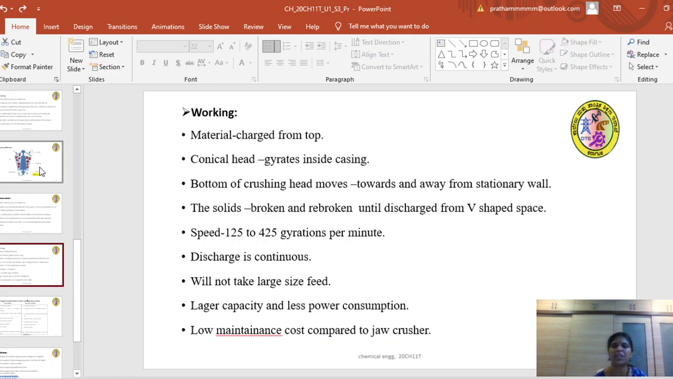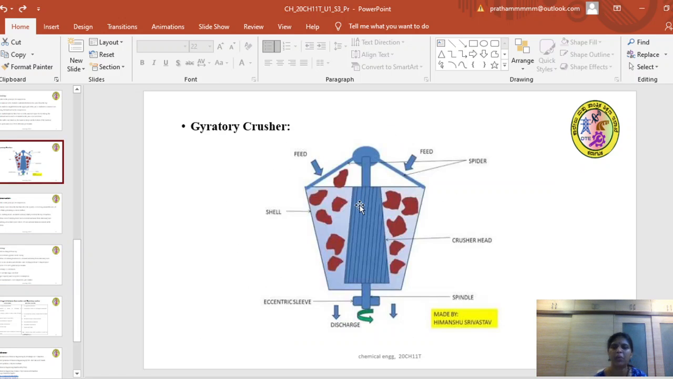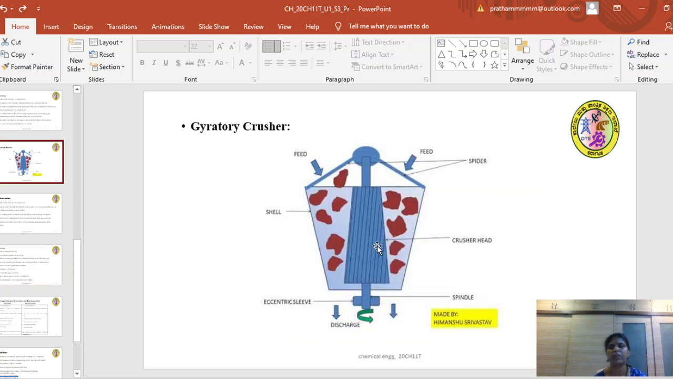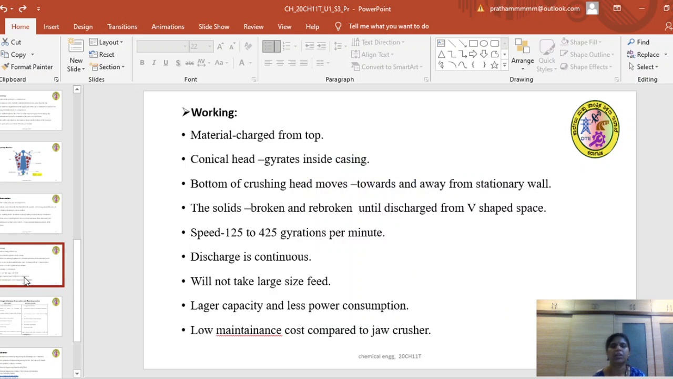As we can see, the material is being fed from the top, and the crushing head moves inside the casing, and at the bottom of the conical crusher, the head moves at maximum to and fro. The speed, you can say, is 125 to 425 gyrations per minute. It is more than what we have observed in the previous crusher.